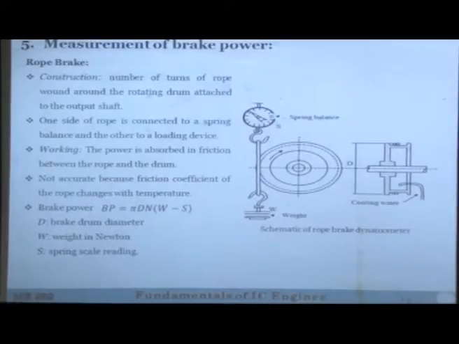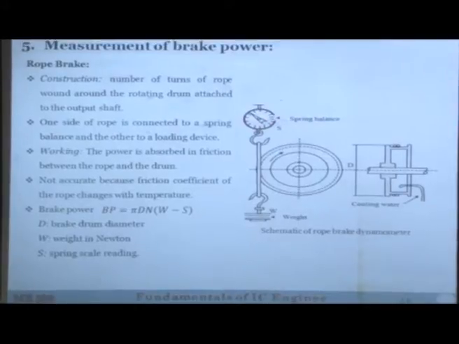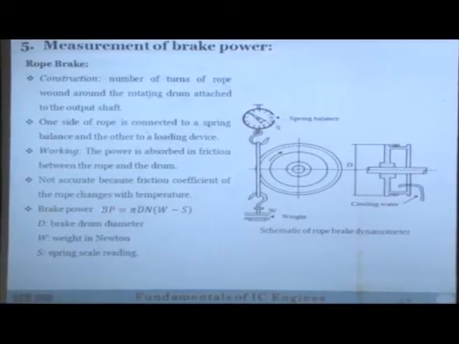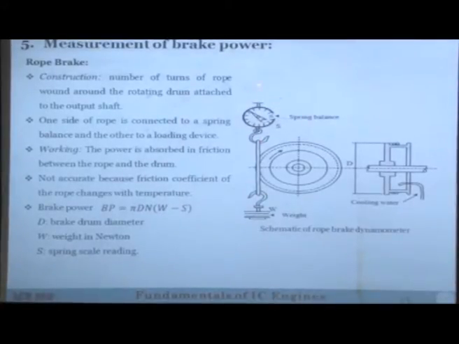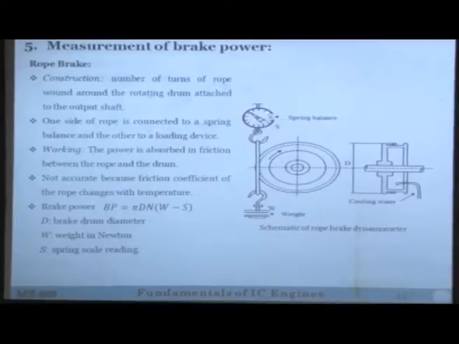Similarly, in a rope brake, this is one of the very historical dynamometers, very frequently used in the 1950s and 60s. Very cheap, you have a rotating drum, you have a rope, you can see 2 layers of rope on this drum, and then there is a weight here. So this weight is acting, and there is a spring balance, and the ropes are creating friction on the drum, okay. So they are trying to resist the motion, and the balance of this force will be calculated by the spring. So here the brake power is calculated by pi d N (W minus S). W is the weight and S is the force being shown in the balance, okay.